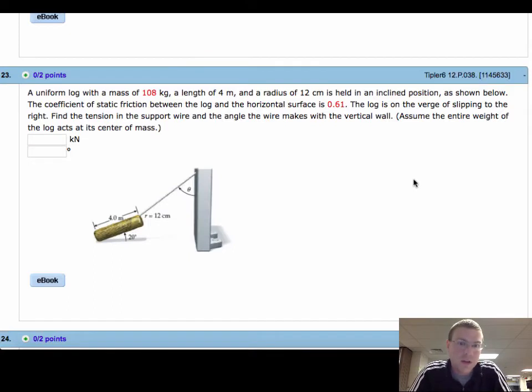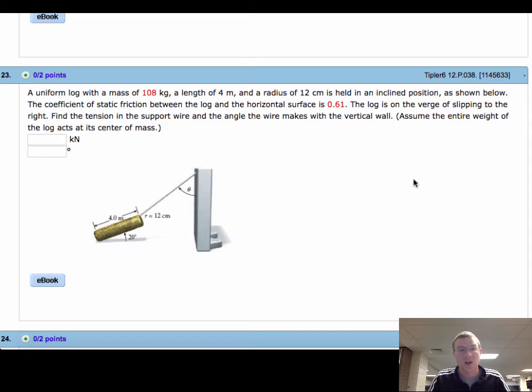One other example I want to look at real quick with you is this uniform log problem, problem 23 in the homework. The reason I want to look at it is because they give a lot of information about the length of the log, the width of the log, and the static coefficient between the log and the floor. Using this, they want you to find the tension and the angle that force is pulling at relative to the vertical wall.